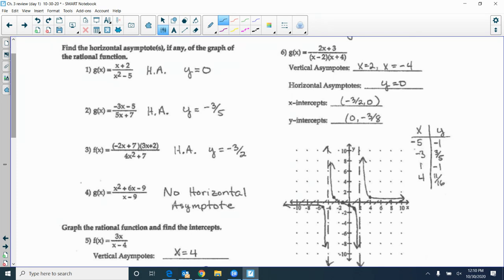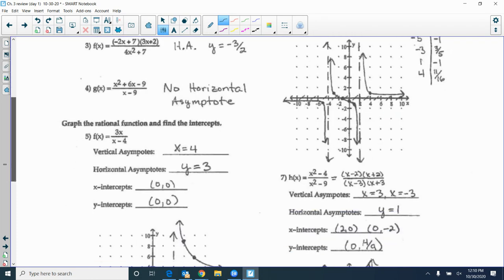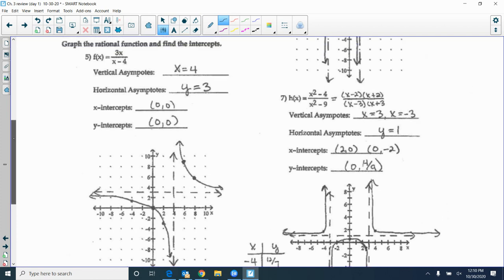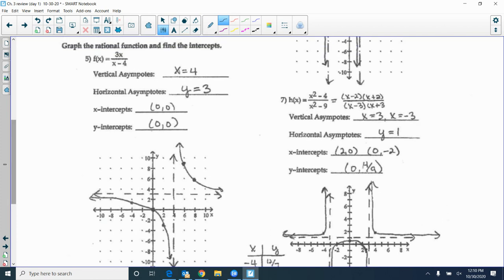I'll get to number 10 here in a second. Let's make sure you go through here. You did not need to list the oblique asymptote, though you could have. All right, for 5. Make sure you got x equals 4, x-intercept of (0, 0), y-intercept of (0, 0), and then your horizontal asymptote y equals 3.